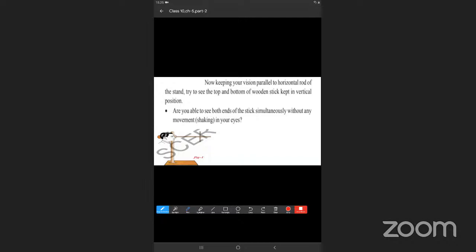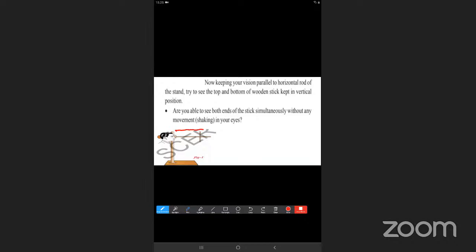Now, keeping your vision parallel to the rod of the stand, try to see the top and bottom of the wooden stick kept in vertical position. Okay, you have to see the stick in this direction, which is parallel to this rod. Now, try to see the top and bottom of the wooden stick kept in vertical position.